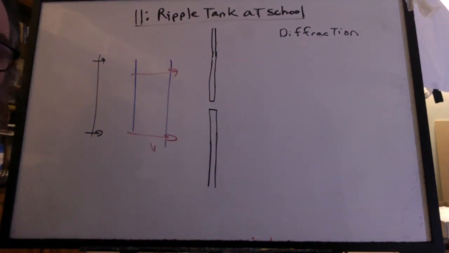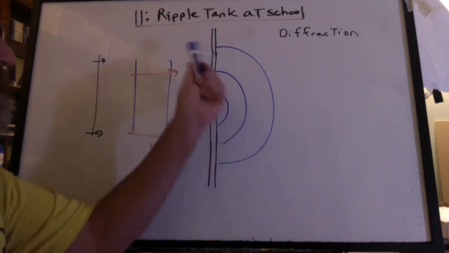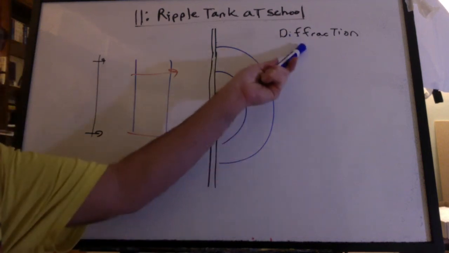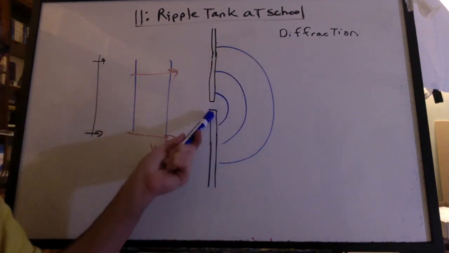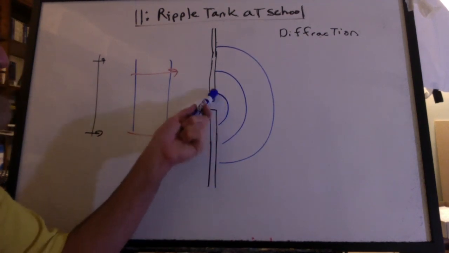Then we made the opening smaller. We got a much more uniform curvature. There was nothing left that was straight. It was all curved. Diffraction increases when the opening gets smaller. With a small opening, there's really nothing flat left. It's just a point source.